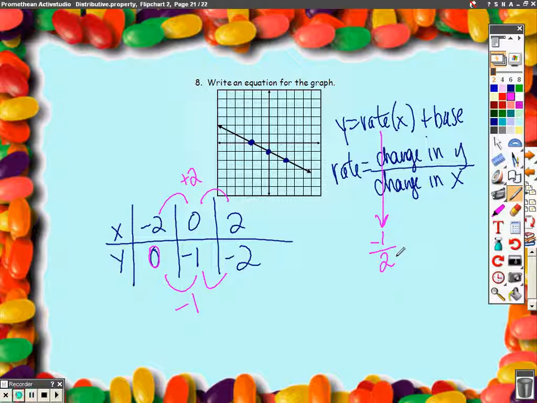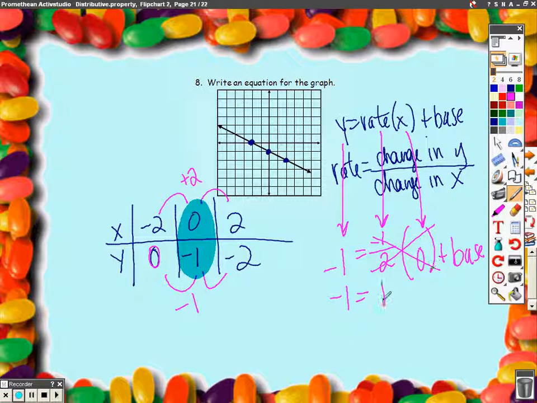Now I'm going to fill things in. I'm going to pick any point. I like to pick when my x value is 0 because when I multiply by 0, it just gives me 0. So what's my y value? My y value is -1. What's my x value? It's 0. And the base is always what I'm looking for. -1 equals anything times 0, that just cancels out. So what's my base? -1.